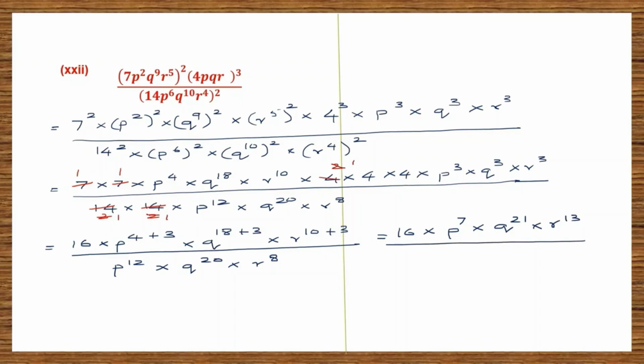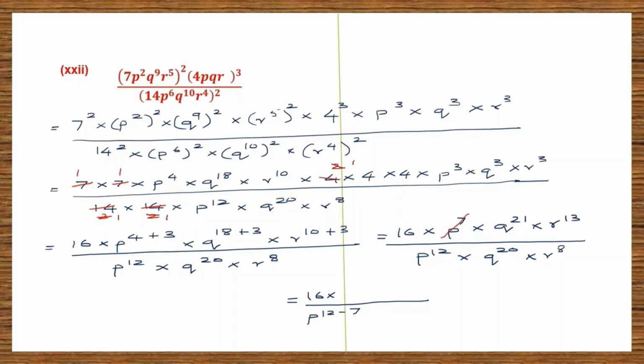Now in the denominator we have p to the power of 12 into q to the power of 20 into r to the power of 8. So now this is going to be 16 into, now here we have p to the power of 7 and here we have p to the power of 12, which is division. That is p to the power of 7 divided by p to the power of 12. So remember, when it is division and the base is the same, we do subtraction. So the smaller number is subtracted from the bigger number. So that means we have p to the power 12 down there. So it becomes p to the power of 12 minus 7. That means this p to the power of 7 is removed.